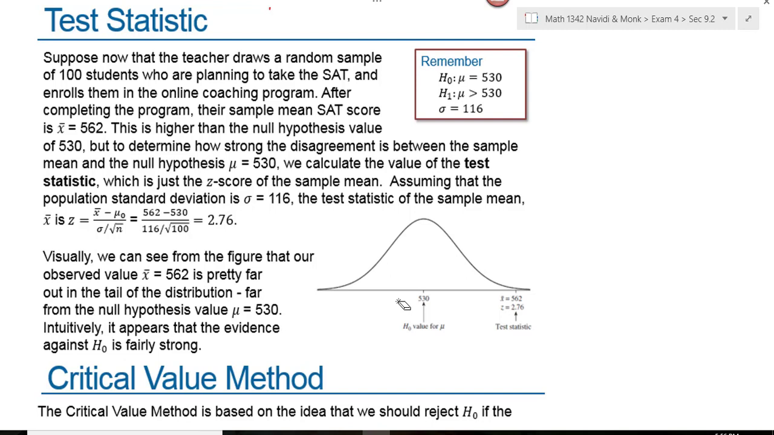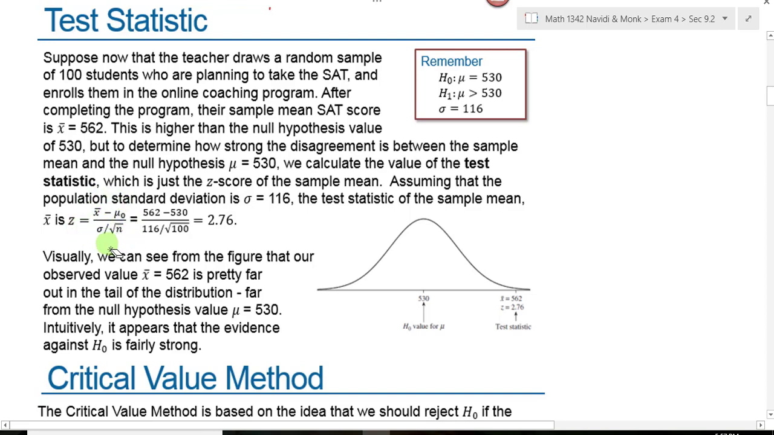This is higher than the null hypothesis value of 530. Here's the null hypothesis value. But to determine how strong the disagreement is between the sample mean and the null hypothesis, we calculate the value of a test statistic. I'm not going to require you to calculate this test statistic by hand, but I want you to notice what it is.